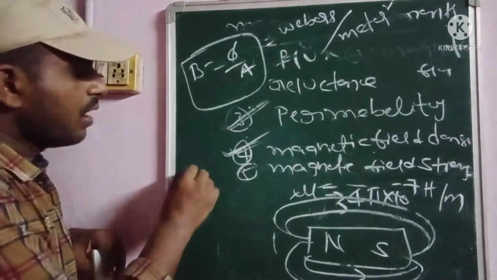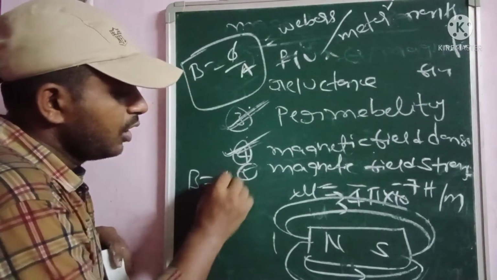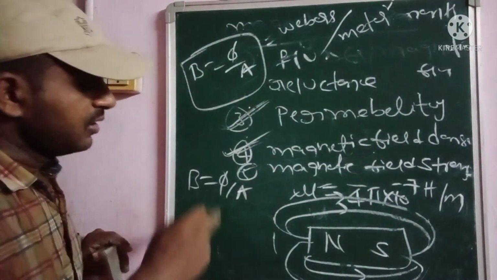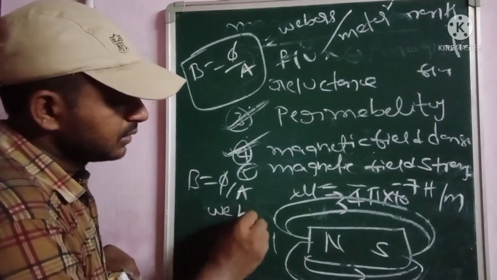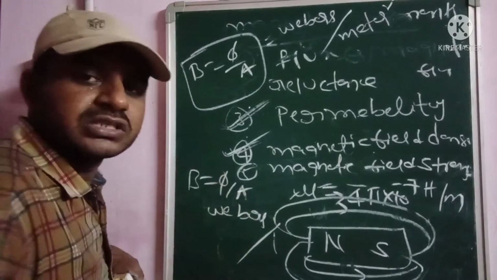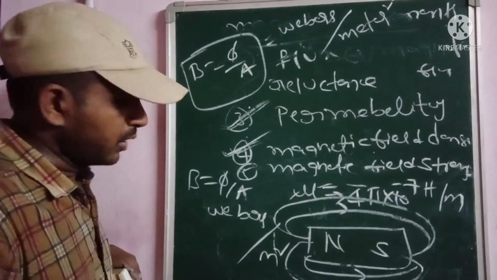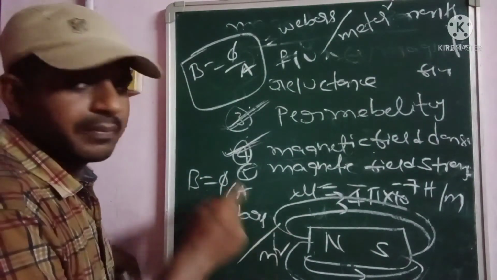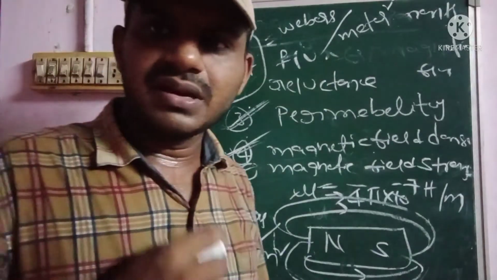The formula is given as B is equal to the total flux per area. The unit of flux is Weber, and the unit of area is meter square. So Weber per meter square is the unit for the magnetic field density.